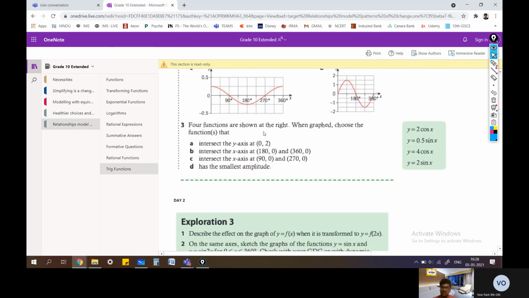This is nice. When I put the x value, you have to get the sin value, the y value. See, what they are trying to say is, if you put the x value here, you will get this value. That means when I put x equals 0, I'm getting y equals 2.